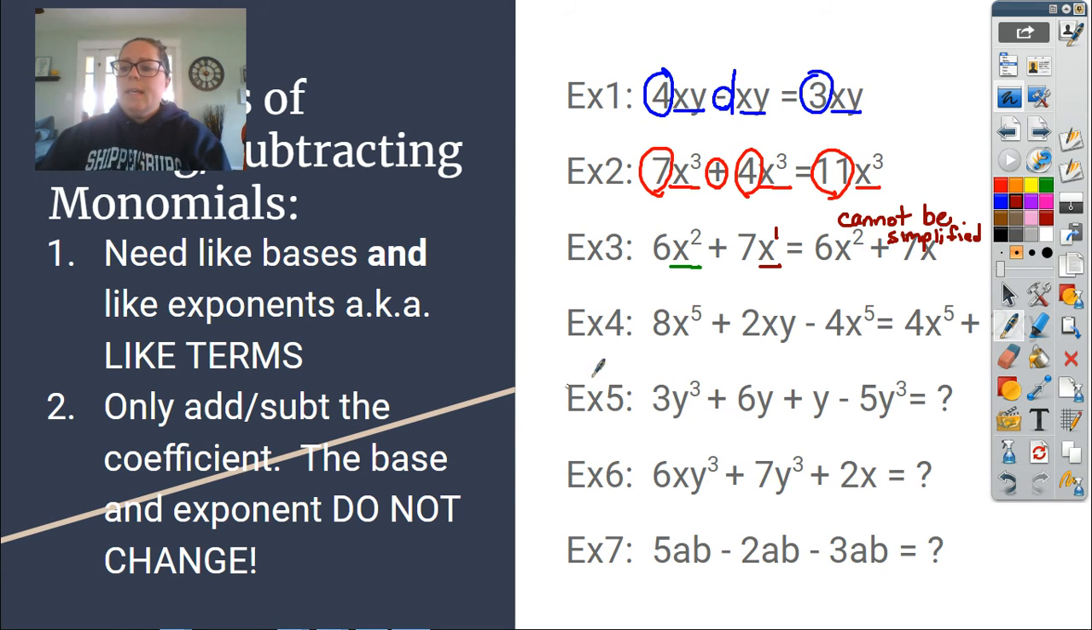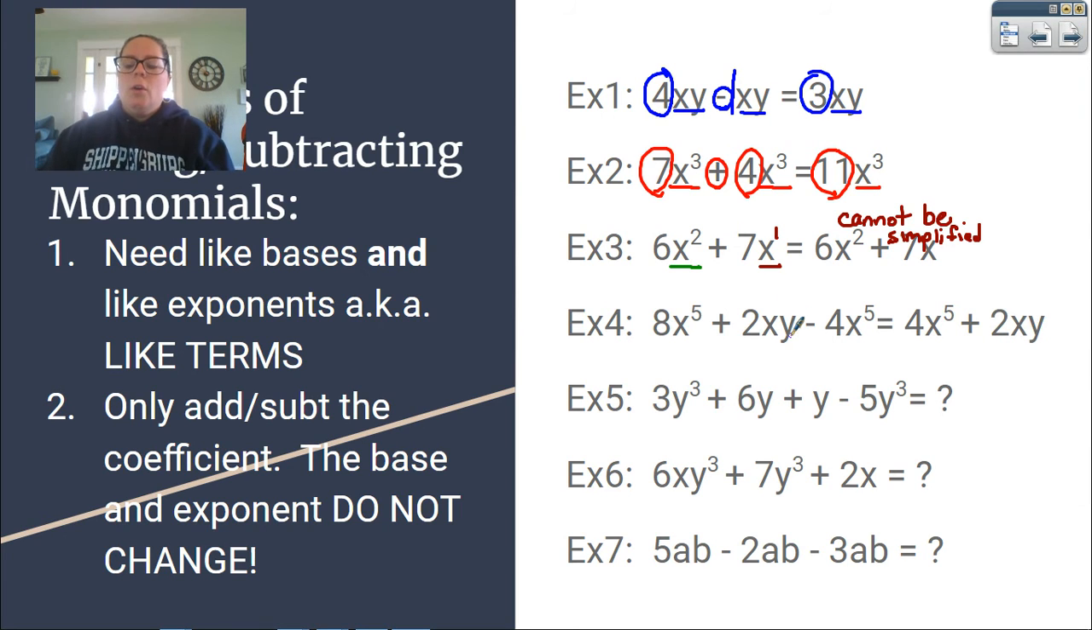All right. In example 4, I'm going to go ahead and minimize this. We have a bunch of different monomials put together. So we've got this one that has an x to the 5th. And what I like to do is look at this term and search for any more of those. So this does not have an x to the 5th, so that would not be a like term, but this one does, x to the 5th. So these are like terms.